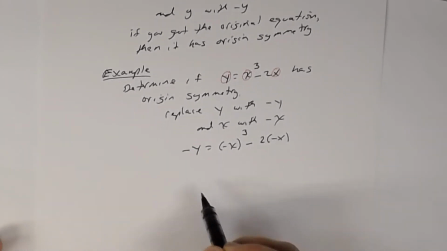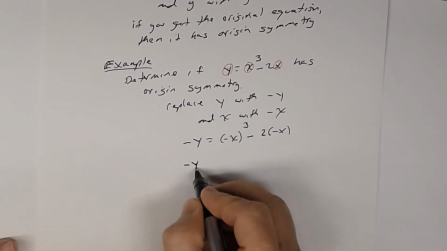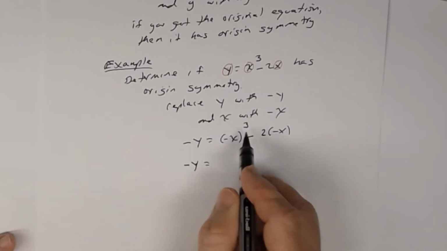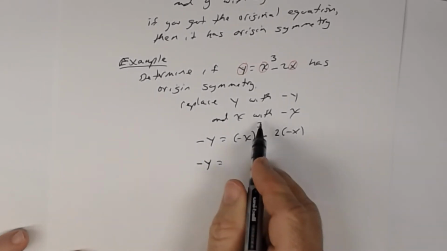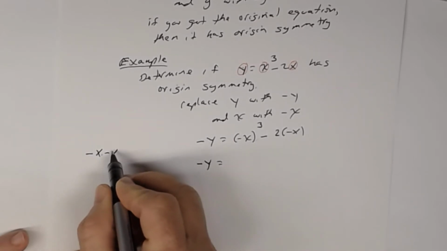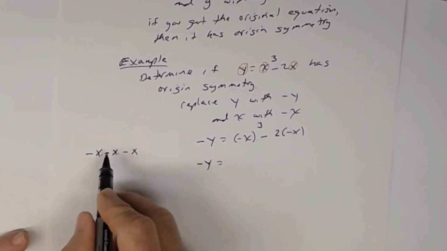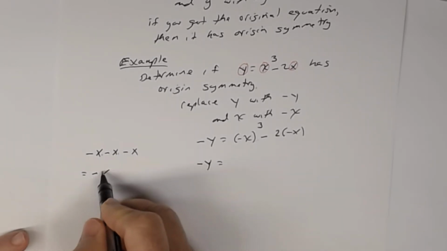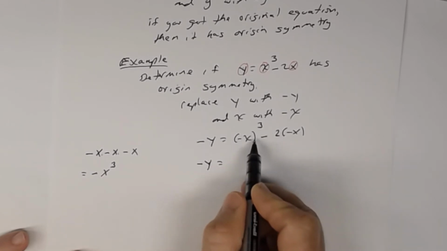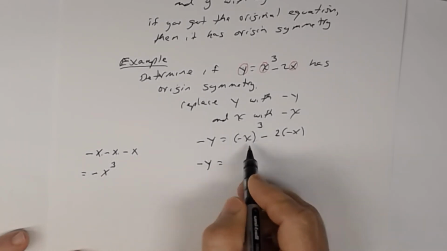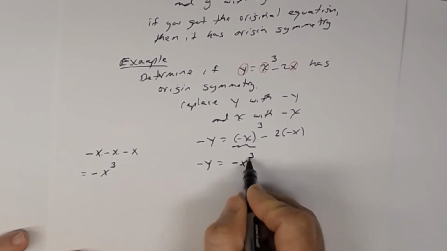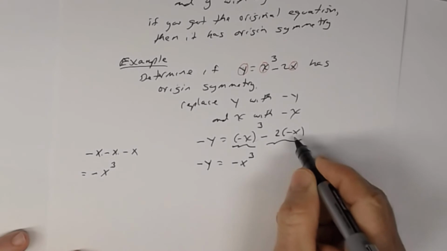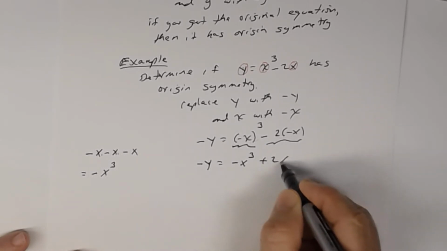Then you're going to simplify. -y, you can't do anything with. It stays -y. But you all know how to rewrite this. You know that (-x) to the third power means -x times -x times -x. A negative times a negative times a negative is a negative. x times x times x is x cubed. So (-x) cubed in parentheses can be written as negative x cubed without parentheses. This right here, negative 2 times a negative x, is a positive 2x.